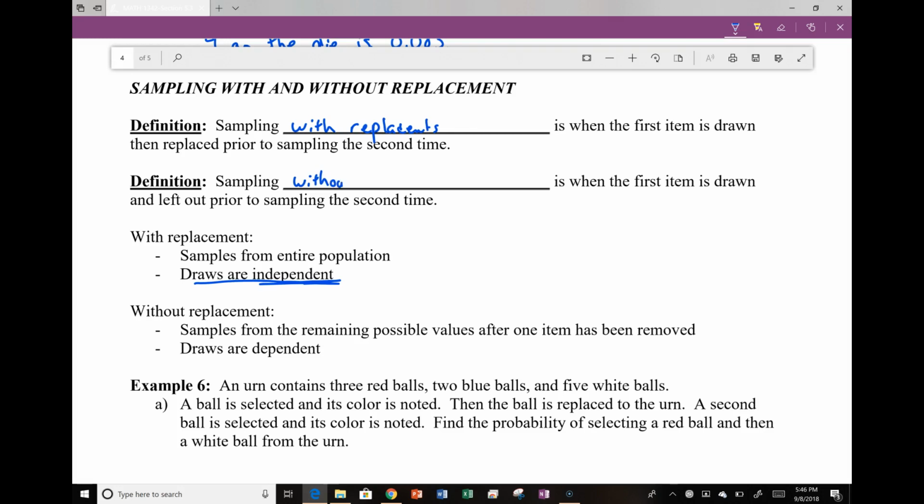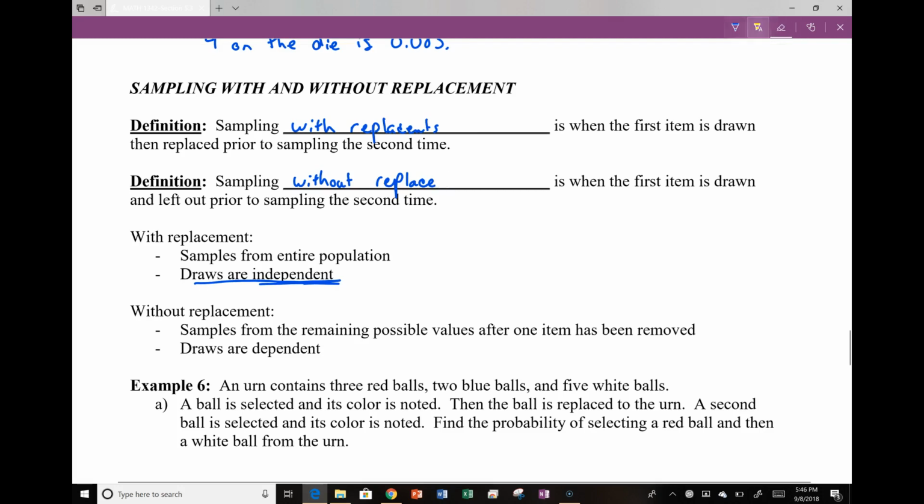Sampling without replacement is where we draw one and then we don't replace it before we draw the second one. This is like the deck of cards. We have our 52 cards. I draw one and I keep it out. So now I only have 51 cards to draw from my second time. These are dependent and they are samples from remaining possible values. One of those has been removed.